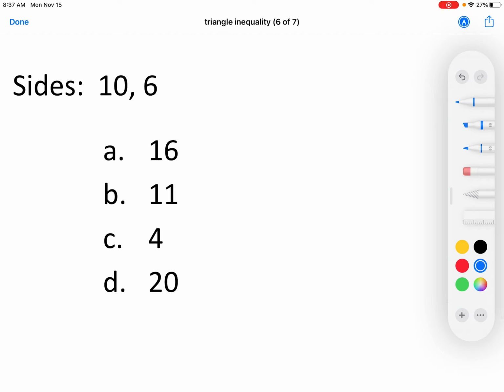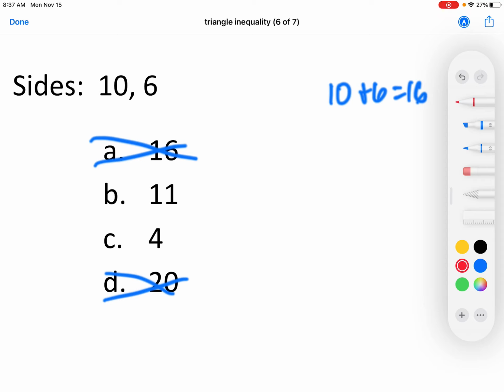Going down to this last one. All right, we can look at this and we can see that two of our given sides are 10 and 6. So if we take 10 plus 6, we already know that that's 16. Okay, that's quick, easy math right there. So we know that answer choice A is not going to do it. Answer choice D is not going to do it. Look at C. If we did 10, 6, and 4, well, 6 plus 4 equals 10. Okay, that's not greater than 10, so that's not going to do it.